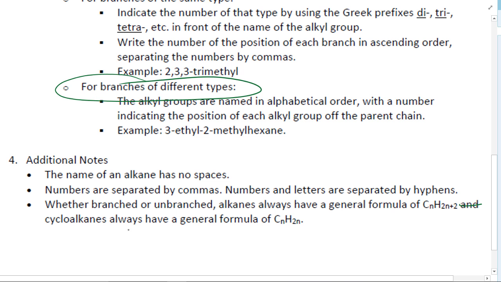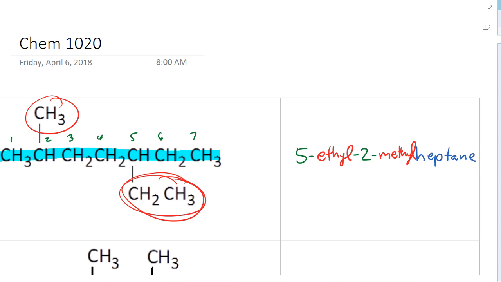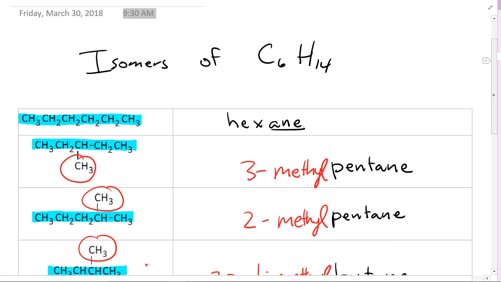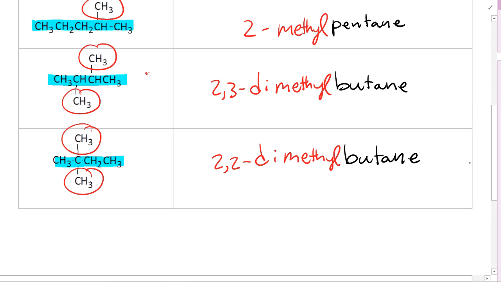We don't need to worry about this last part here because in this class we're not going to be naming cycloalkanes. But again, what we mentioned here last Friday was that alkanes have this general formula of CnH2n+2. If we go back to the things that we named last week, we did see some commas in here. So we had branches of the same type. We show here the comma between the two numbers, and because there were 2 methyl groups, we said it was dimethyl. And again, when the branches are different, then we name them alphabetically.